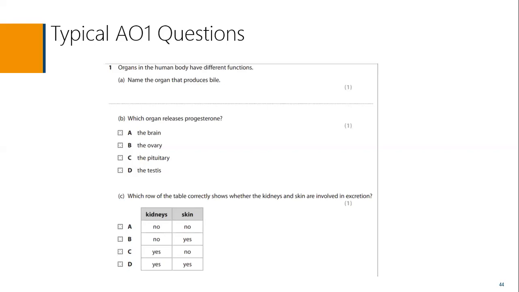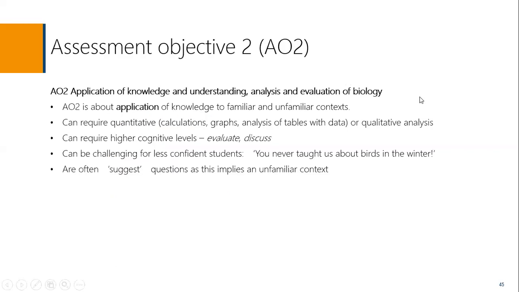If we look at AO2, this is the application of knowledge to familiar and unfamiliar contexts. So they can be asked a question that they need knowledge for, but they need to apply it in an unfamiliar context. Maybe a suggest question. A lot of AO2 questions are suggest. It may involve higher cognitive demand, such as evaluate and discuss.